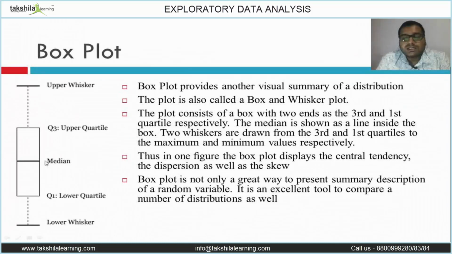Similarly, we can see that if the data is not spread in a normal distribution, then definitely it will go for right or left skewed. So we can find this out by using just a single plot here. And the box plot is not only a great way to present the summary description of a random variable, but it is also an excellent tool to compare the distribution as well. So definitely we can compare.